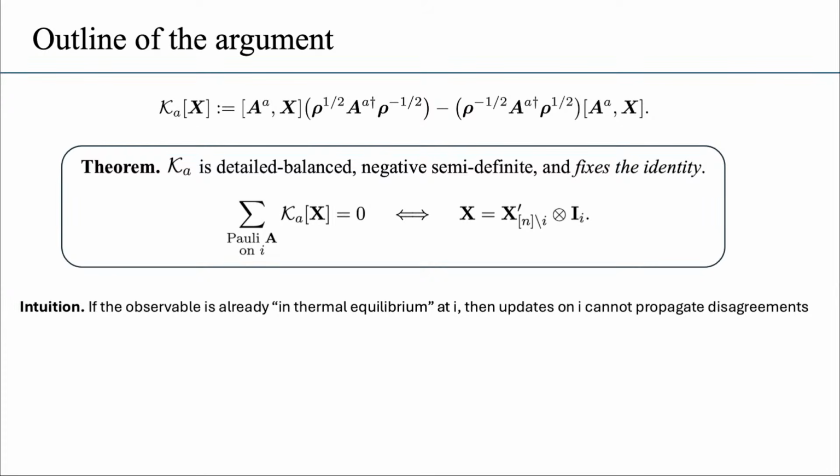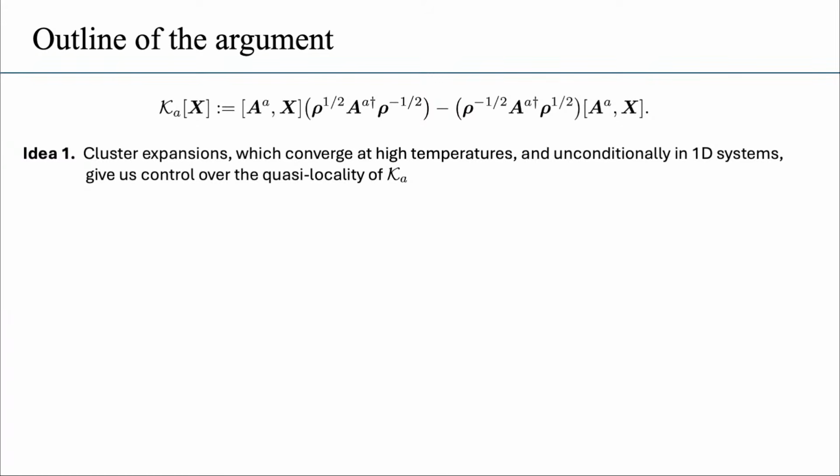So now, what's the outline of the rest of the argument? The first idea is, these updates depend on what happens when you conjugate a Pauli operator by functions of the Gibbs state. And we have pretty mature tools for understanding how these objects behave in the form of cluster expansions. So cluster expansions generically converge at high temperatures. They also unconditionally converge in 1D systems. And what this tells us is that we can have good control over the quasi-locality of this object.